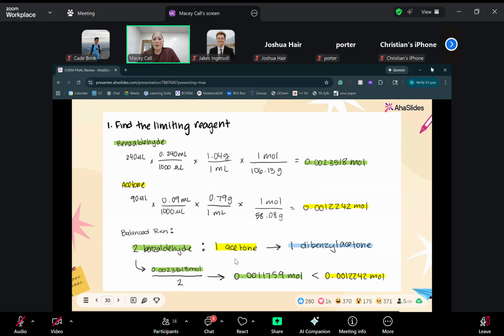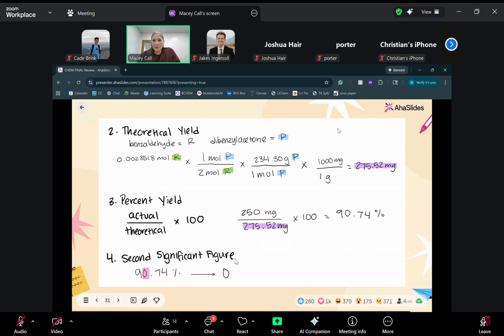Cool. I'm going to move on. If you have questions, let me know, because this is an important concept. You need to be able to do it, right? Oh, cool. So, found the limiting reagent, coolio. Now what do we do? We're going to go to percent or theoretical yield.